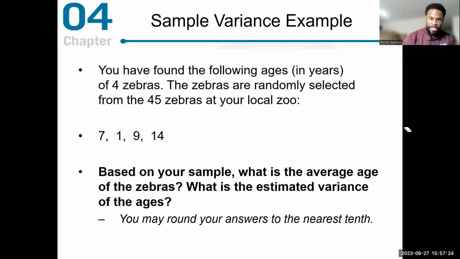So the average age in this particular case would be 7.75. For the variance, let me add all these up: 0.5625 plus 45.5625 plus 1.5625 plus 39.0625 equals the sum of squares, 86.75. Right. To get my sample variance, my degrees of freedom are n minus one. So 4 minus 1 gives me 3. And then my variance is going to be 86.75 divided by 3, which should give me 28.9.